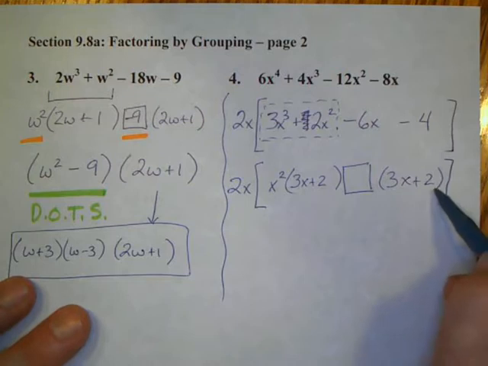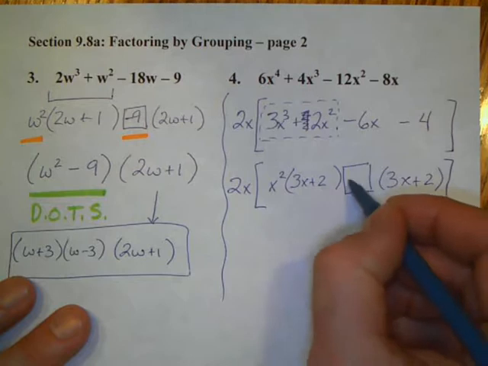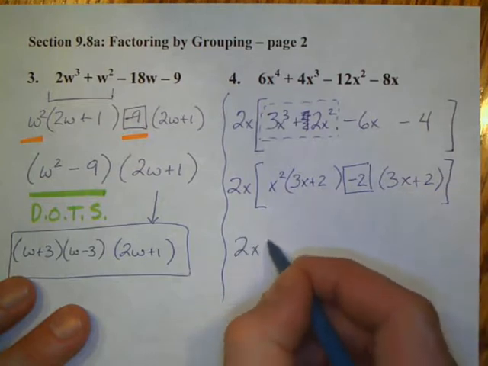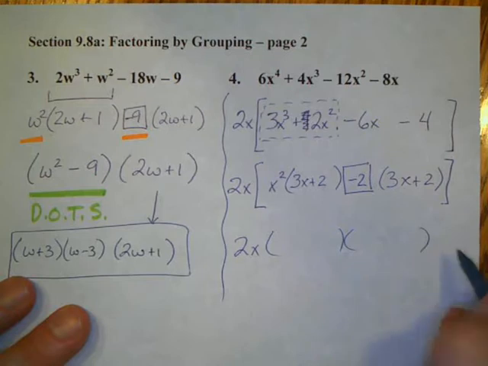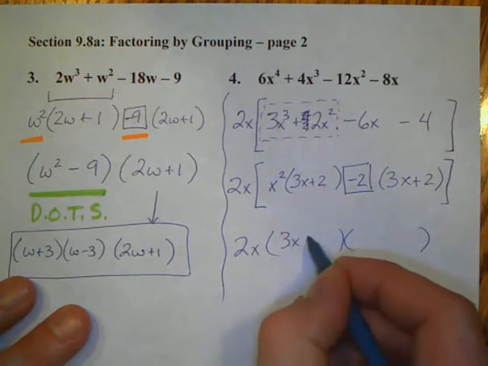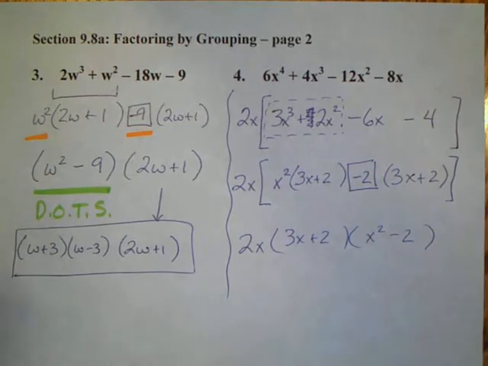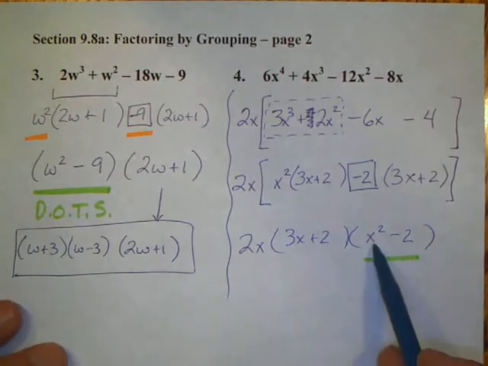I put down my box and my 3x plus 2 at the back. And now I say negative 4 divided by positive 2 is negative 2, and the negative 2 is what goes in the box. Now I try to write down my answer. It may be my final answer, it may be a temporary answer. The 2x comes down first, then I have a 3x plus 2 and an x squared minus 2.